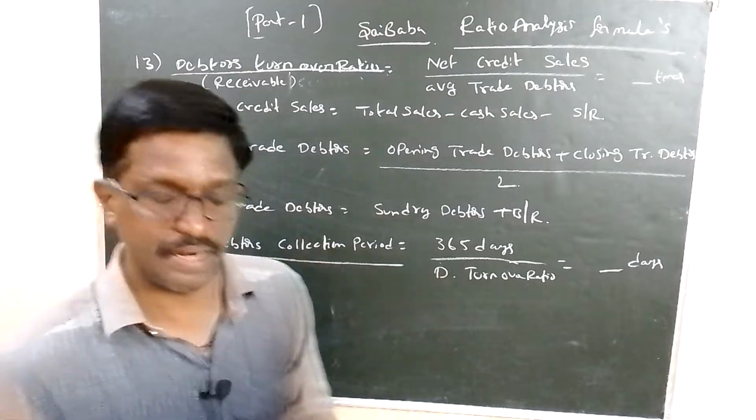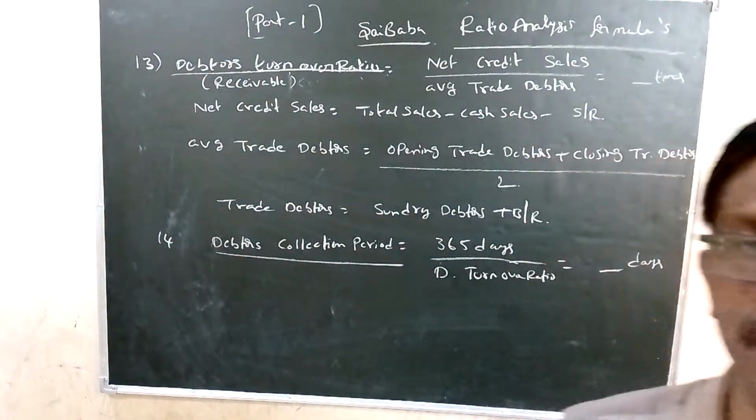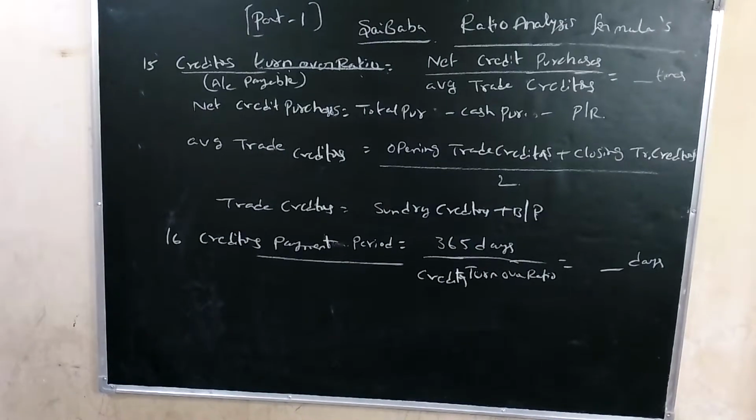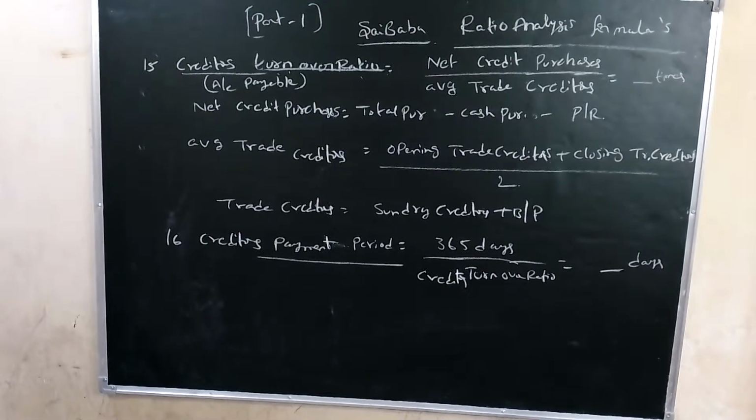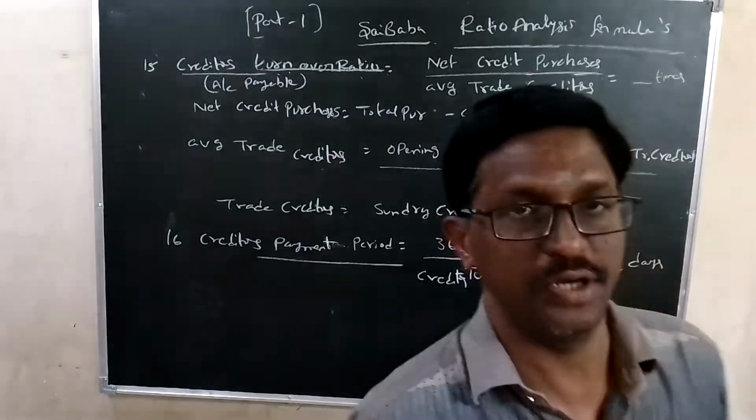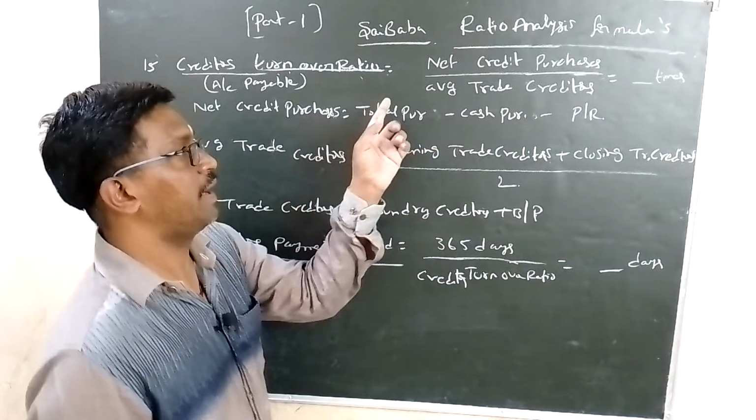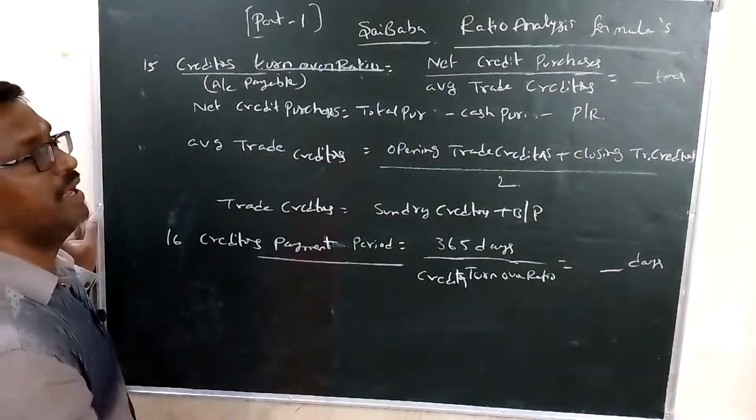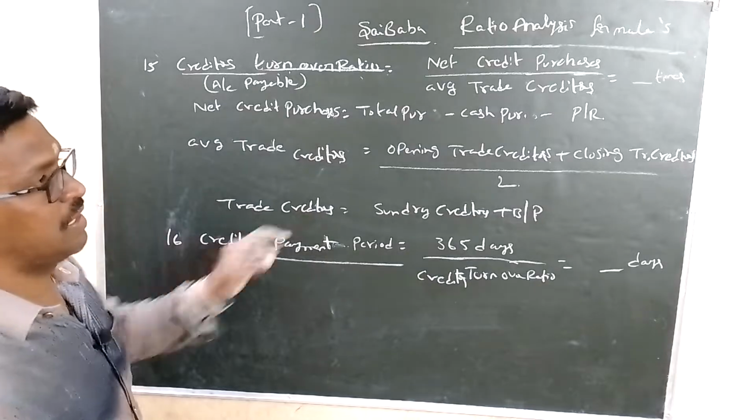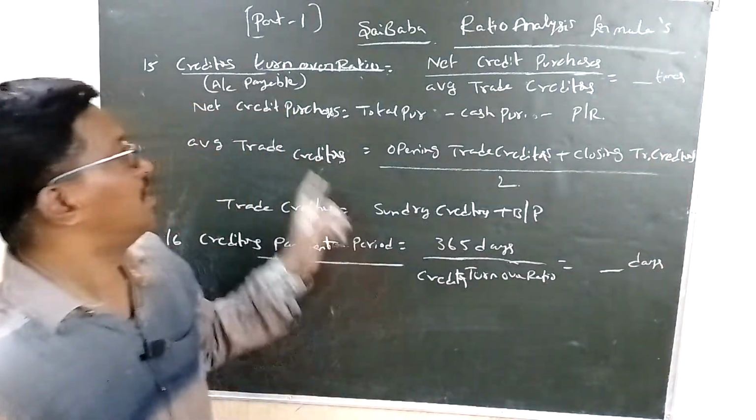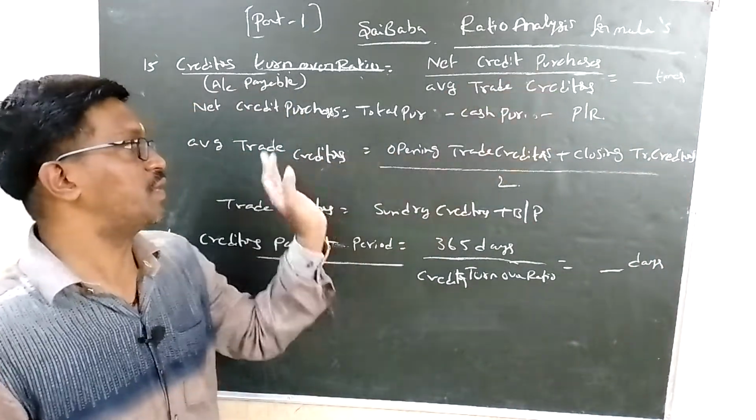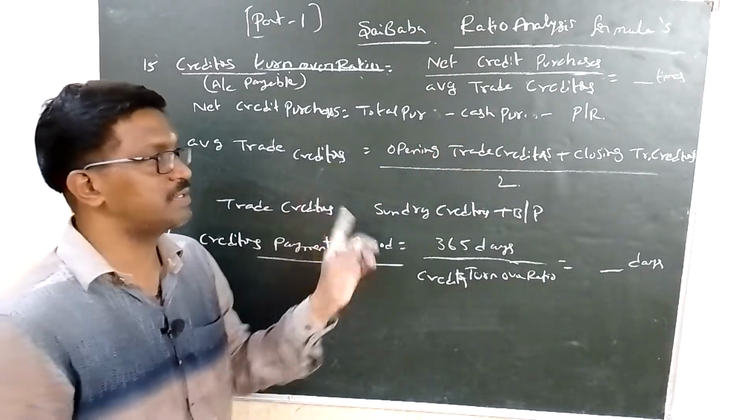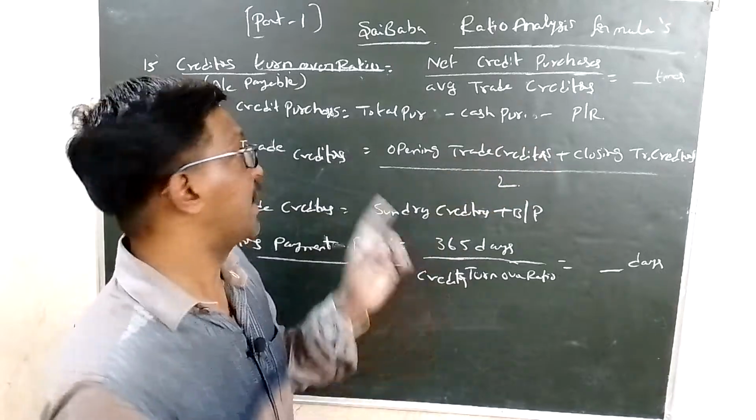Next, we will explain the creditors payment period and creditors turnover ratio. Creditors turnover ratio, or accounts payable ratio, formula: net credit purchase by average trade creditors. The expression is in times only. Net credit purchase is found out by total purchase minus cash purchase, which gives the credit purchase. Credit purchase minus purchase returns will give the net credit purchase.